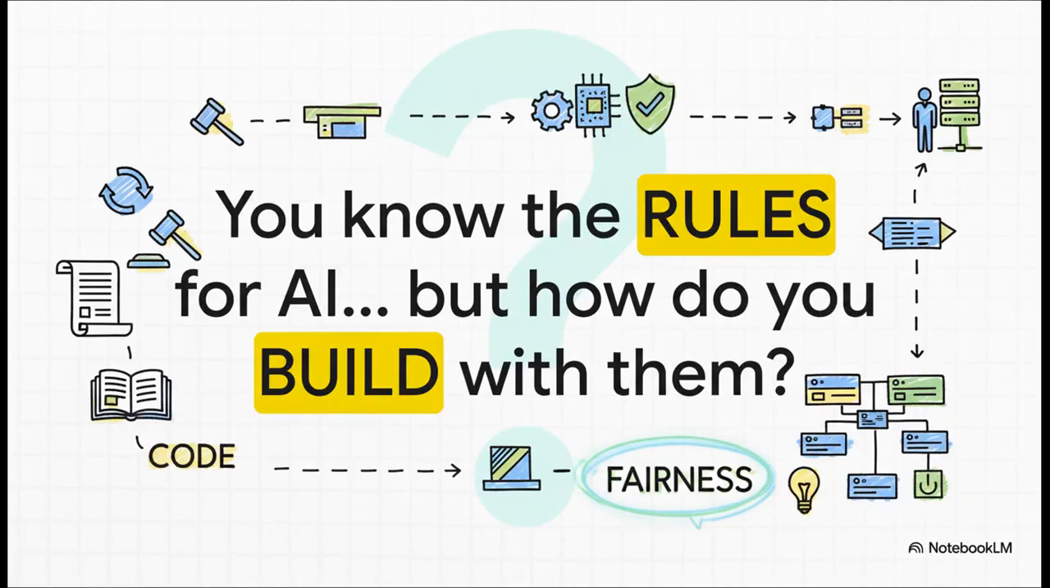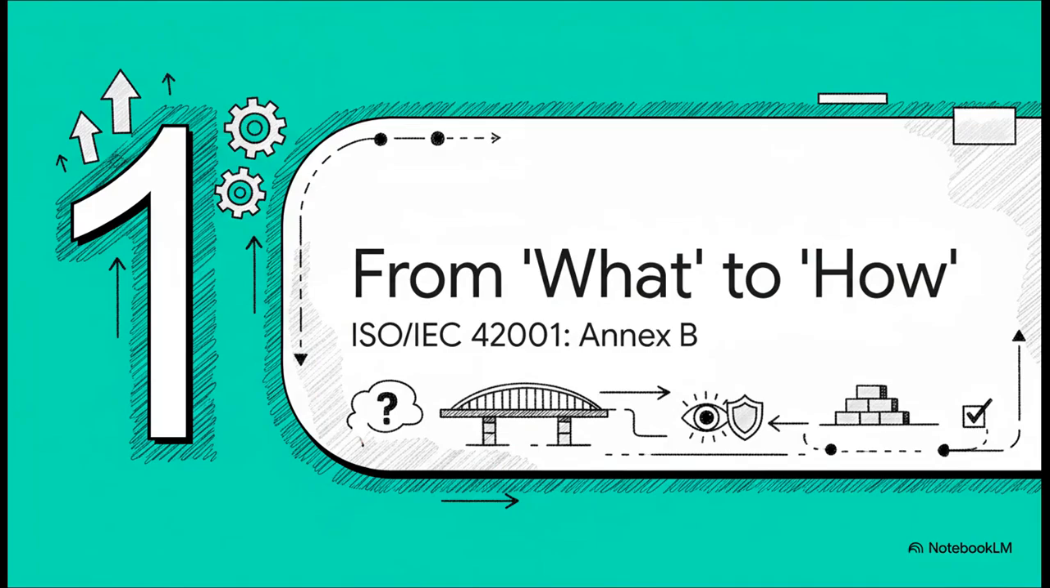This is the core challenge that so many of us face, whether you're in an organization or you're a student. You get the what, you know the rules you're supposed to follow. But that path from a high-level rule to a functioning, responsible AI system can feel super unclear. I mean, how do you take a concept like fairness and turn it into a line of code or a team process? And that's exactly where Annex B of the ISO 42001 standard comes into play.